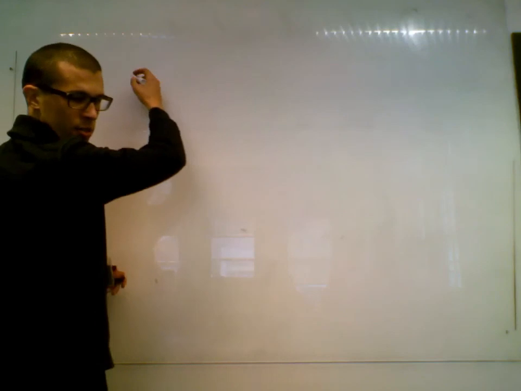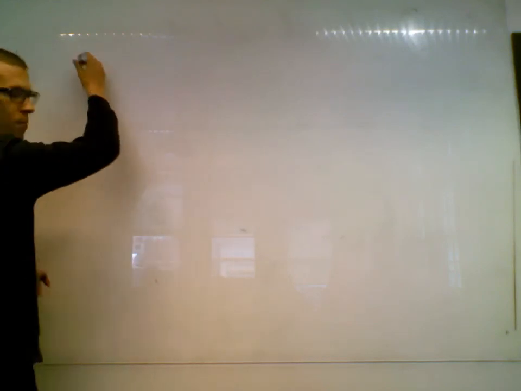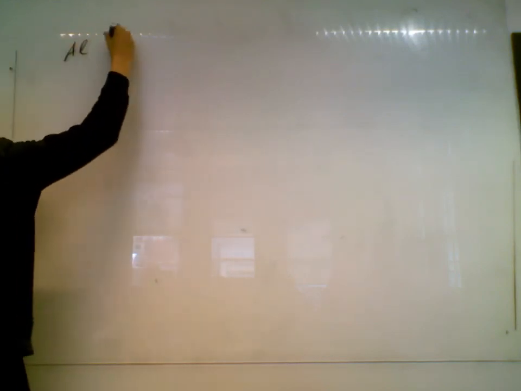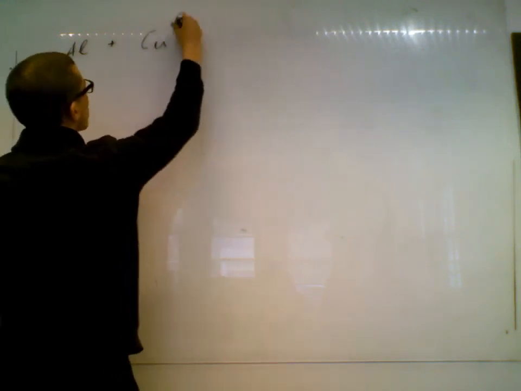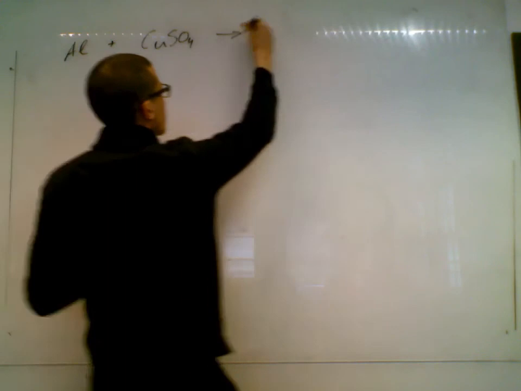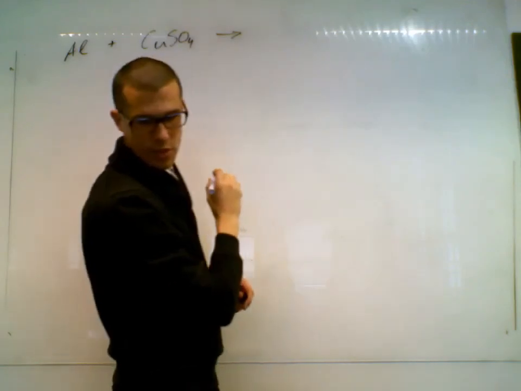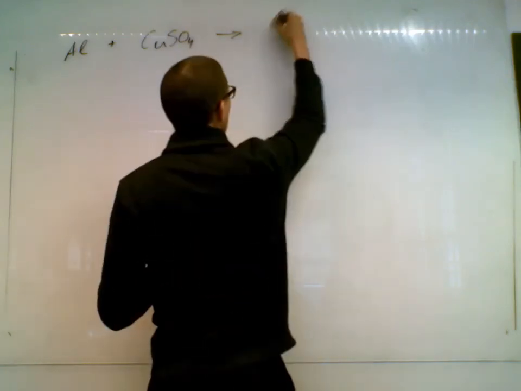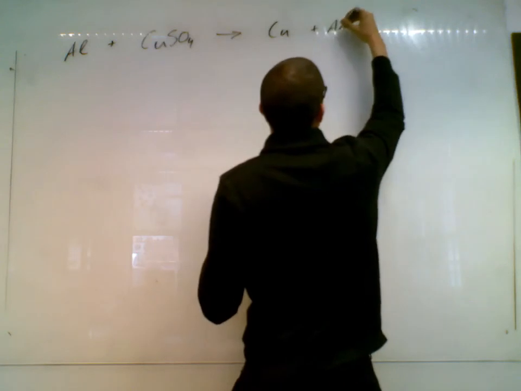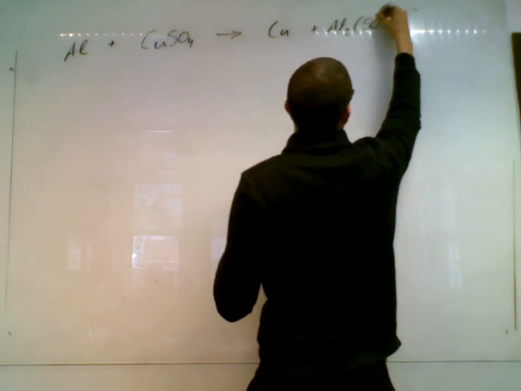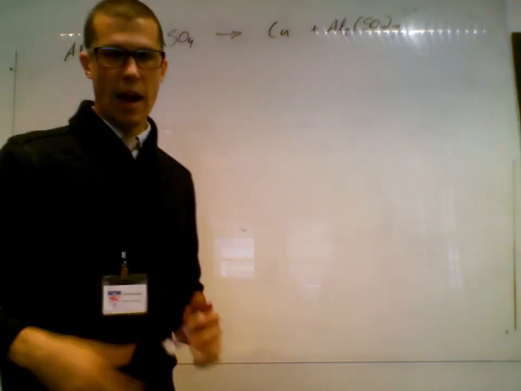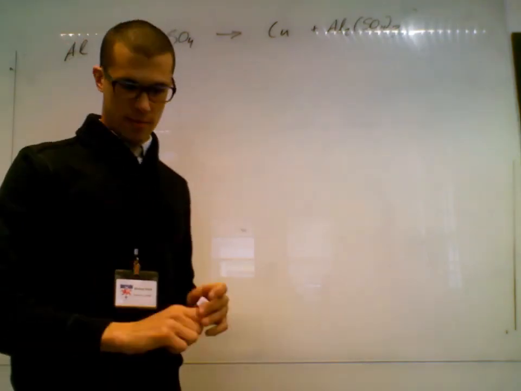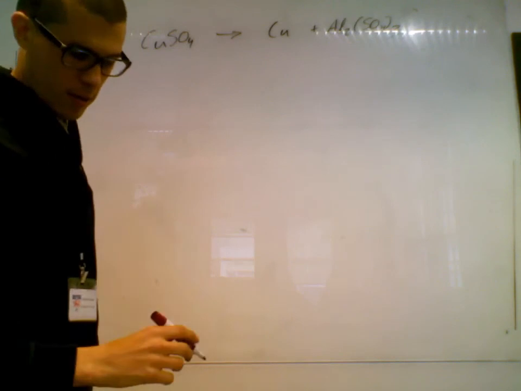So let's do this. It's Al plus CuSO4, and that gives you Cu plus Al2(SO4)3. They didn't balance it correctly. How do you balance it? Did we balance this already or no? Let's balance it. Come on.